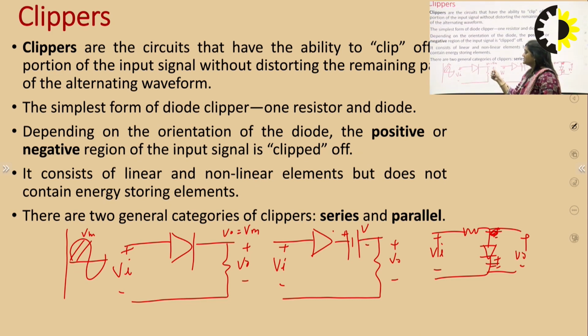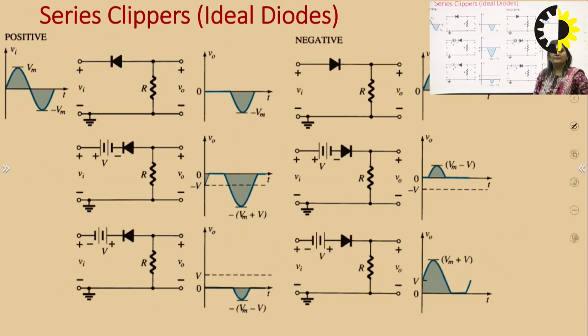So we can say only for the positive cycle the diode will be conducting and there will be output. It will clip the negative cycle of the input signal, and that's why it is called a negative clipper. And in this circuit, if the orientation of the diode is reversed, like in this way, then only the negative cycle will be passed and the positive cycle will be clipped, so it will be called a positive clipper.